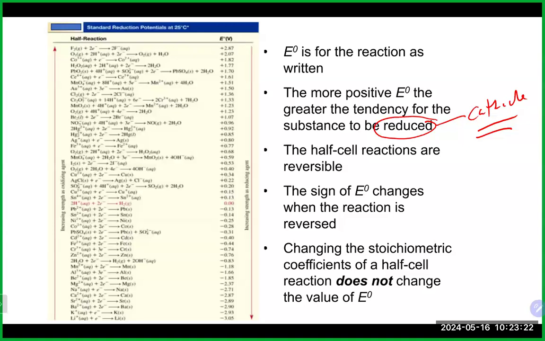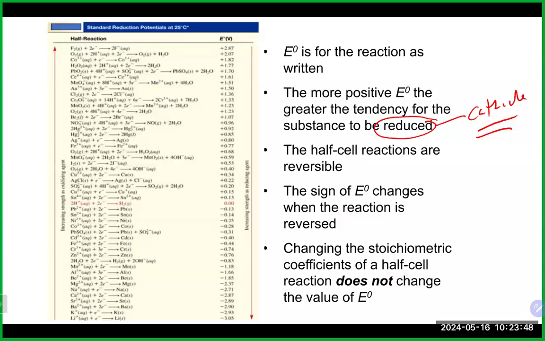The half reactions that we see in here are reversible, as I just talked about. So pretty much every anode reaction needs to be reversed if you're going to balance the equation and put them together correctly. When you do reverse a reaction, as we just talked about, you do need to change the sign. So if it's positive, it'll become negative if you reverse it, and vice versa. If it's negative, it'll become positive.